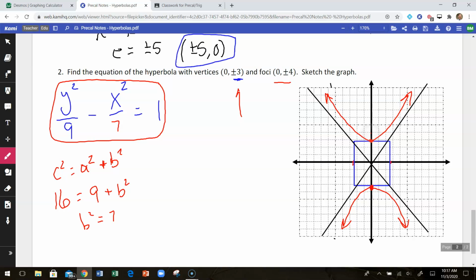The foci are at plus or minus 4, which is going to be inside of your hyperbola. So we've got a focus there, above that and below this one. And we have our equation there. Okay, so y squared over 9 minus x squared over 7 equals 1 will look something like this. I'm going to show you really quickly in Desmos.